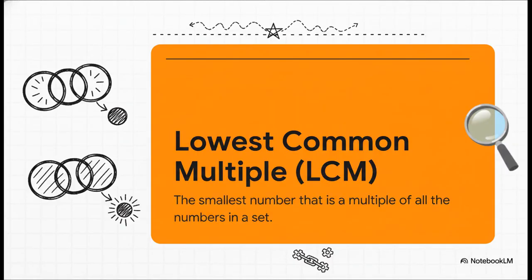What's the first number that shows up in both the 6 times table and the 10 times table? So, if you were already thinking about times tables, you are exactly on the right track. That number you were just looking for, that's what we officially call the lowest common multiple. It's just the smallest number that you can divide all of your starting numbers into perfectly.